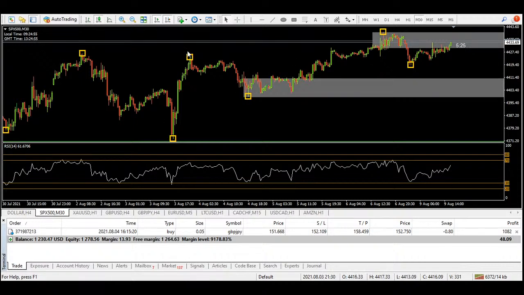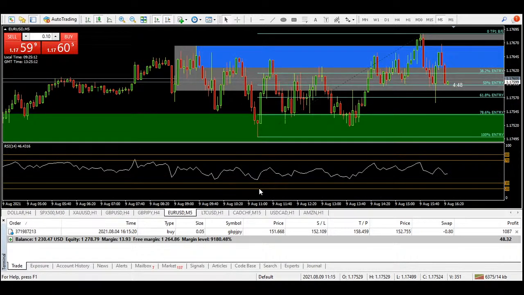S&P 500 has been kind of giving us a little push. And between these two zones, Euro. We got the pan through the 61.8. Or wick through the 61.8.